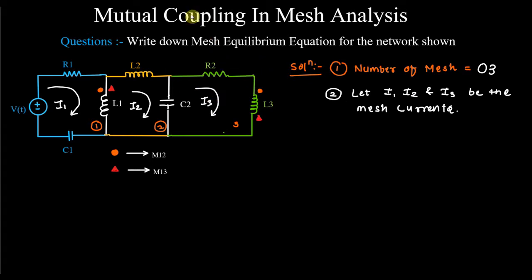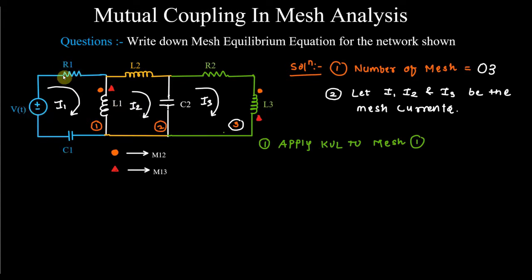Our aim is to write the equation in matrix form, that is KVL. As there are 3 meshes, there will definitely be 3 KVL equations. So we start with the first one: apply KVL to mesh 1. We have studied how to write a KVL equation. If you see this part, mesh 1, here we have a resistance, here we have an inductor, and here we have a capacitor and one voltage source.